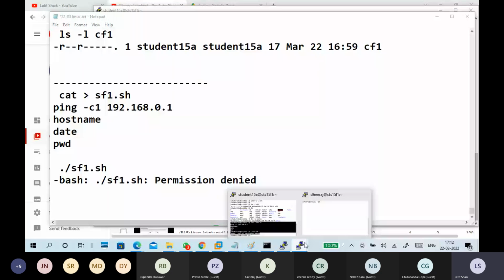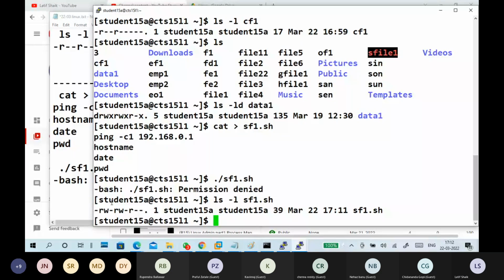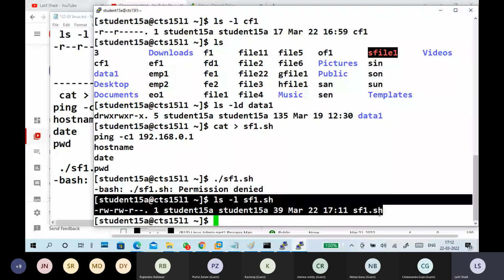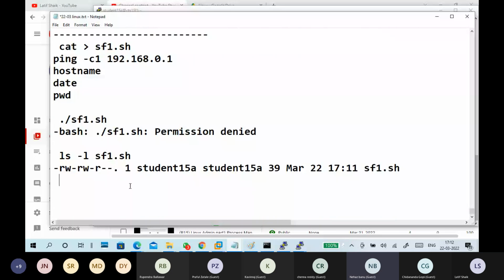One second, one more thing is missing. You have to check the permissions on the file, right? So ls -l sf1.sh, this is the permission. Now I want to add an executable permission. x I want to add it. x will be added at the last. How to add x for everyone?